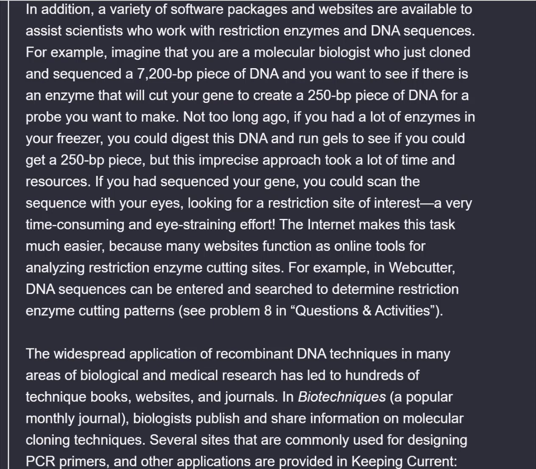For example, imagine that you are a molecular biologist who just cloned and sequenced a 7,200 BP piece of DNA and you want to see if there is an enzyme that will cut your gene to create a 250 BP piece of DNA for a probe you want to make.